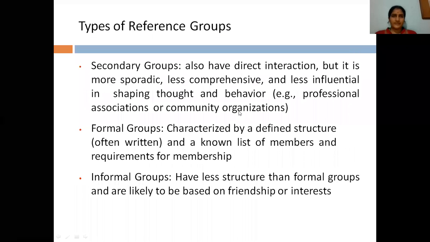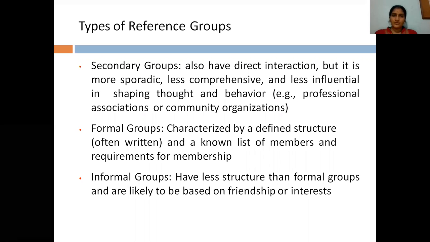Okay, under the types of reference group, the next is secondary groups. These also have direct interaction, but it is more sporadic. They don't influence the consumer directly, but they influence indirectly. So they are less comprehensive and less influential in shaping thought and behavior.